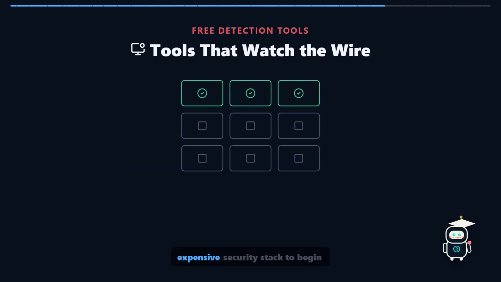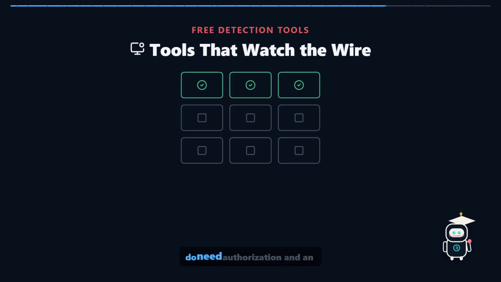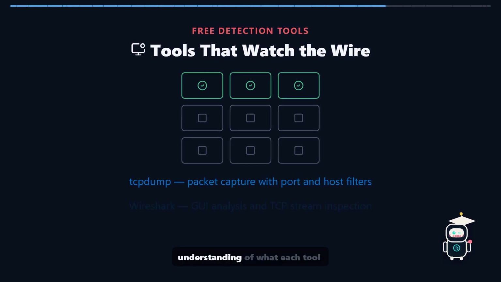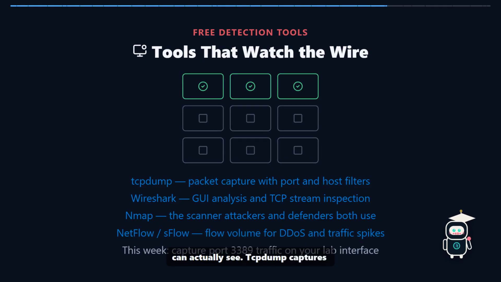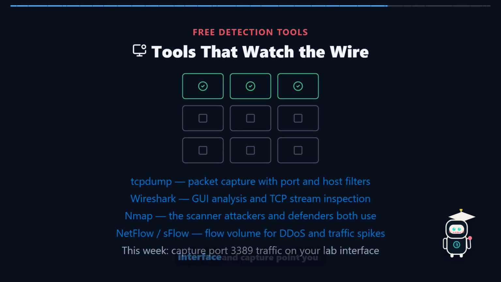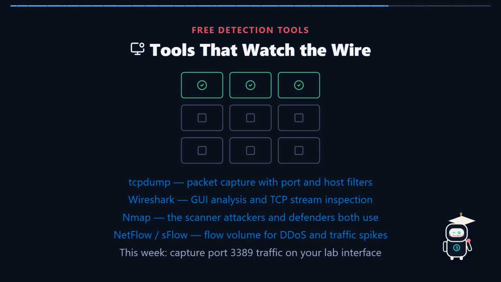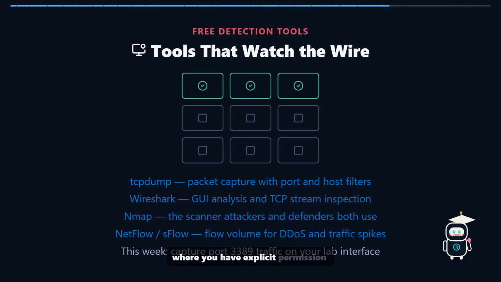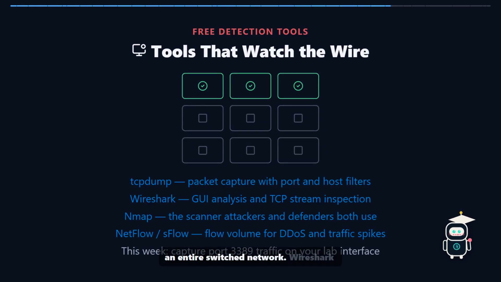You do not need an expensive security stack to begin learning network visibility, but you do need authorization and an understanding of what each tool can actually see. Tcpdump captures packets visible on the specific interface and capture point you choose. It can help you examine traffic to or from a system you own, a lab segment, or a network where you have explicit permission to capture. It does not automatically show every packet on an entire switched network.